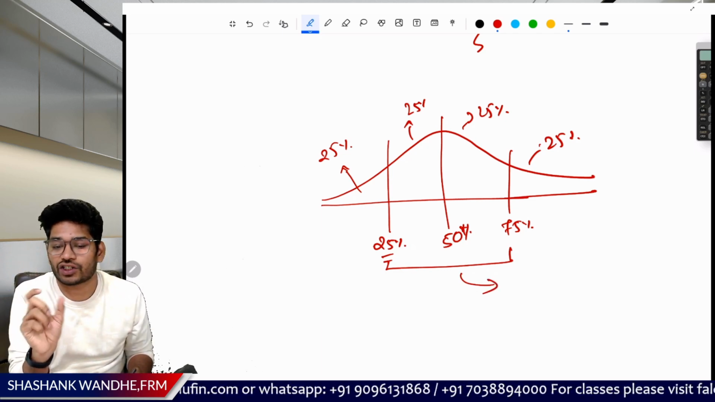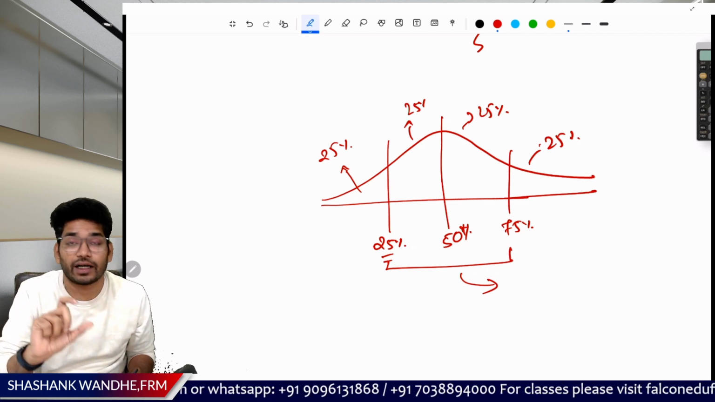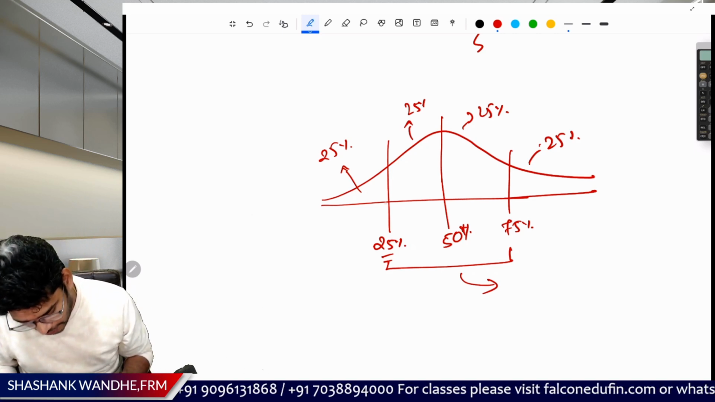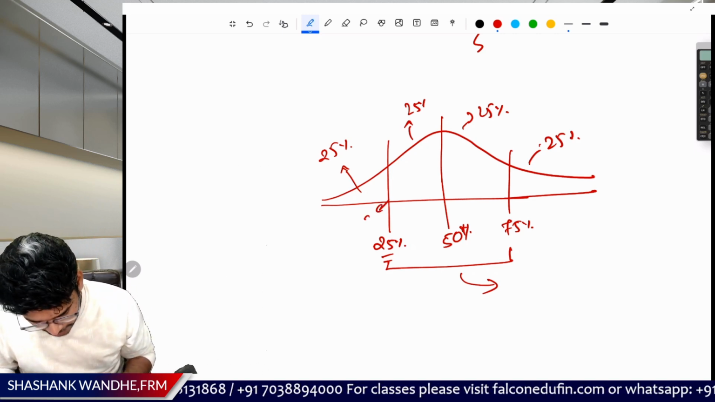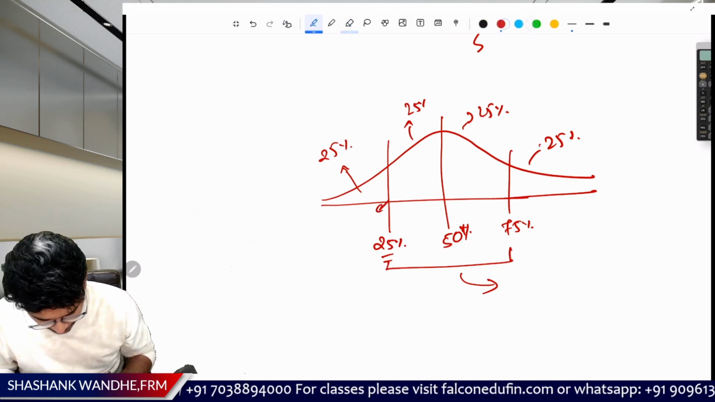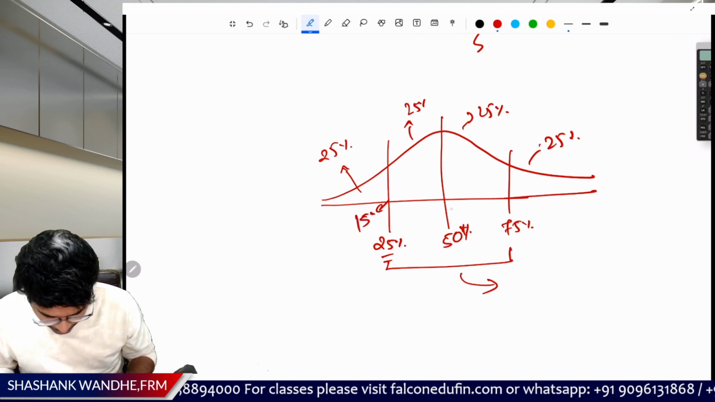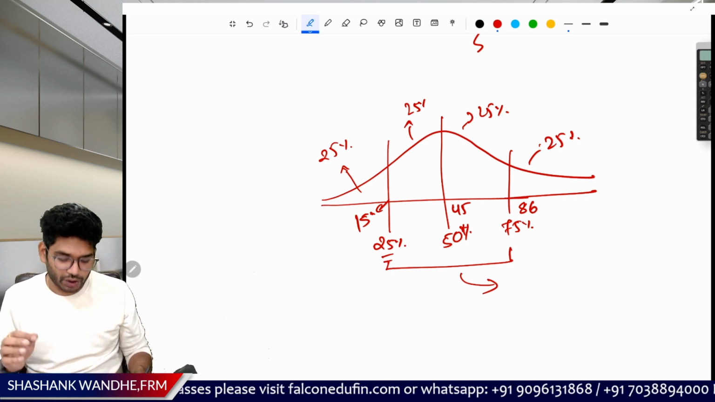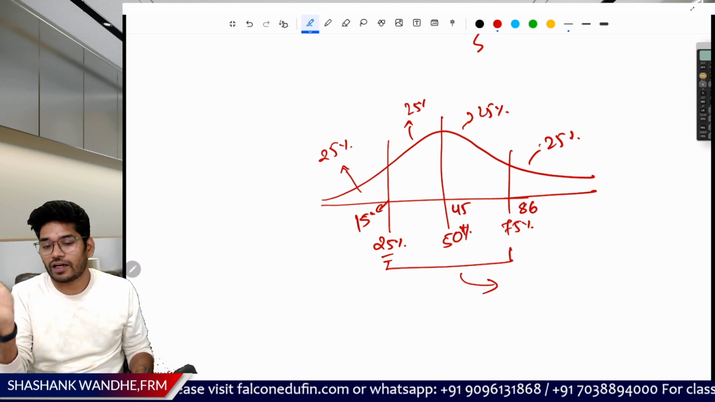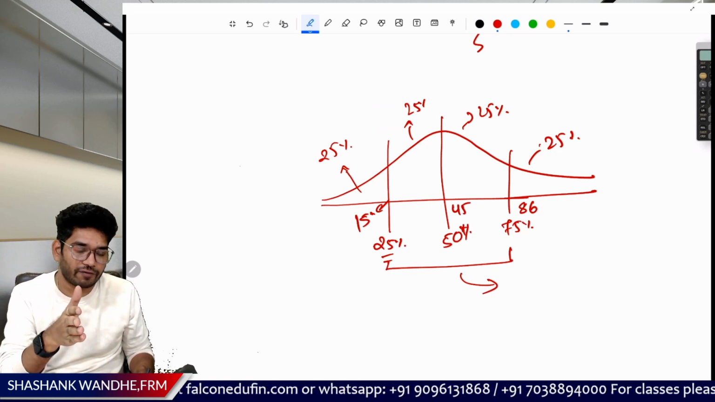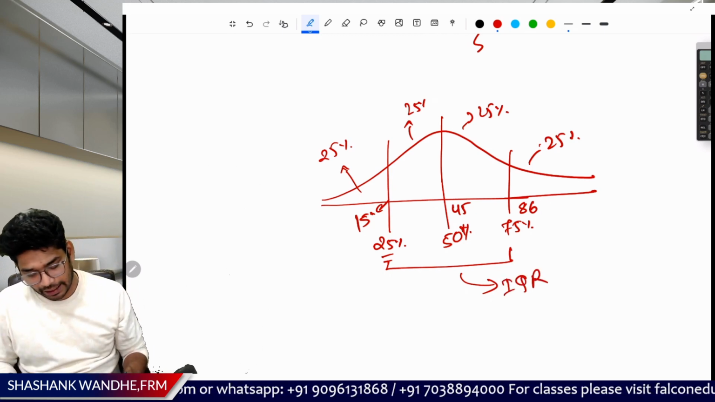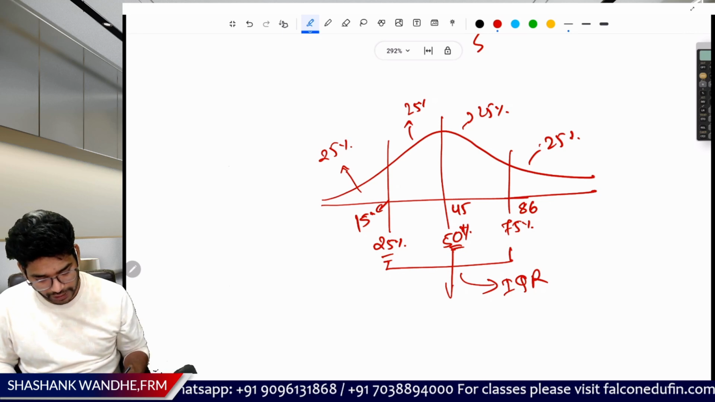Remember, this is percentage. This percentage is indicating the percentage of data observations. Value will be different. Say the 25% cutoff point is maybe 15. Here maybe 45. Here maybe like 86. So the difference between the 25% cutoff and 75% cutoff is known as the IQR, interquartile range, and this 50th percent cutoff is your median.